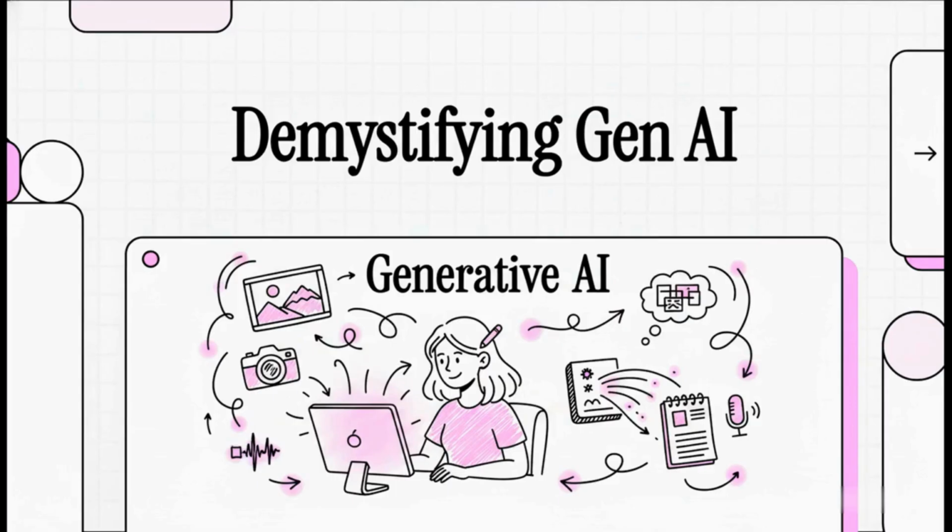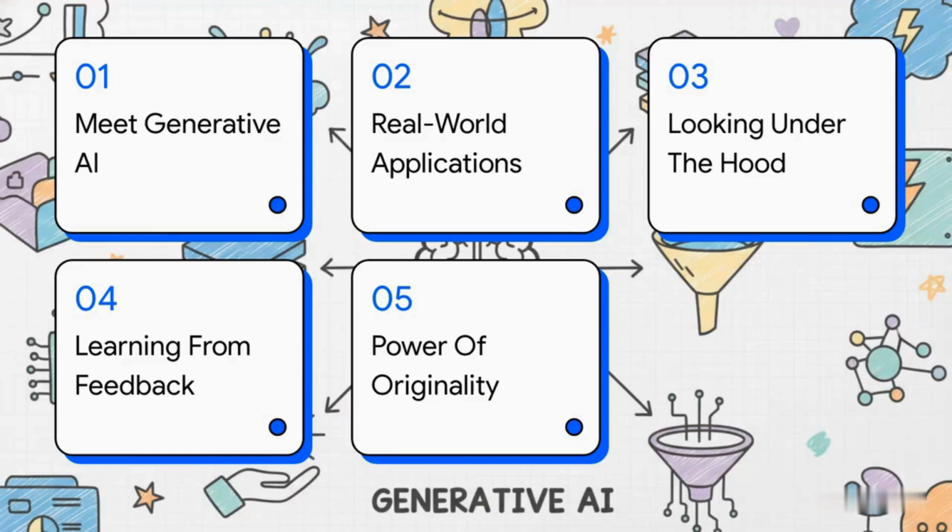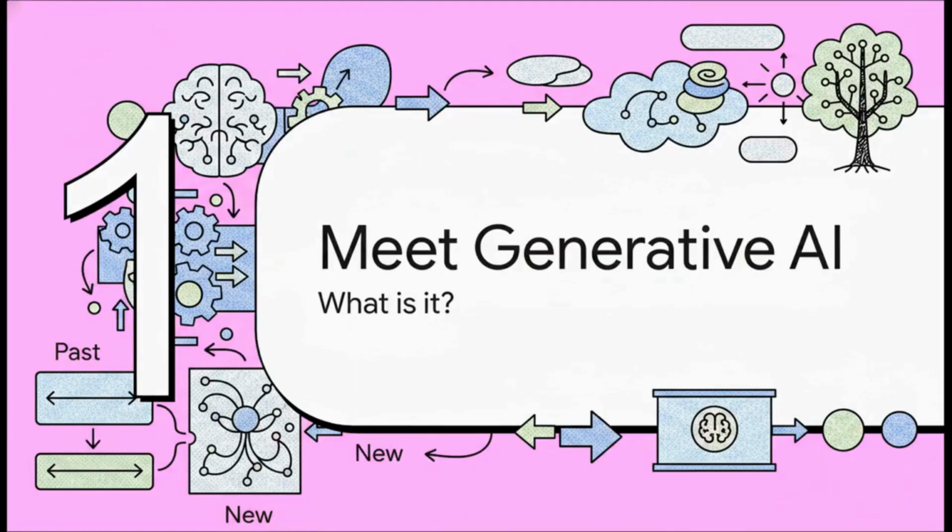Well, in this explainer today, we are going to take that exact same journey right alongside her. Here is our quick roadmap for today. First, we'll meet generative AI. Then, check out real-world applications. After that, we're looking under the hood, learning from feedback, and finally, exploring the power of originality. Okay, Section 1. Meet generative AI.